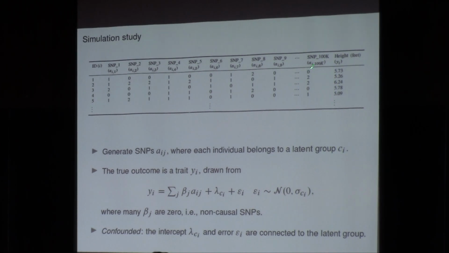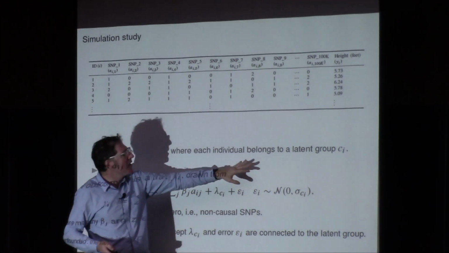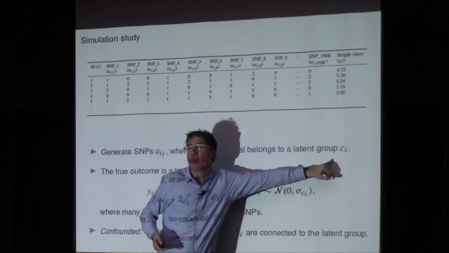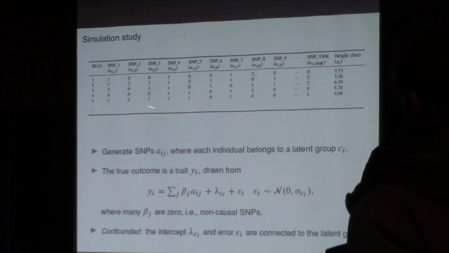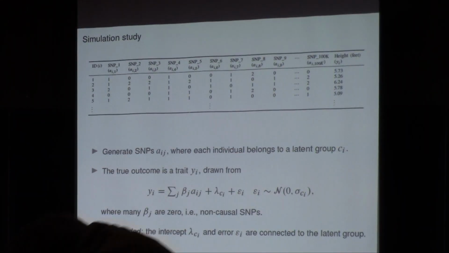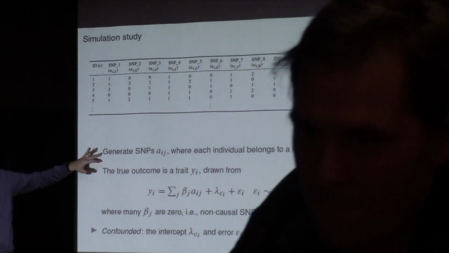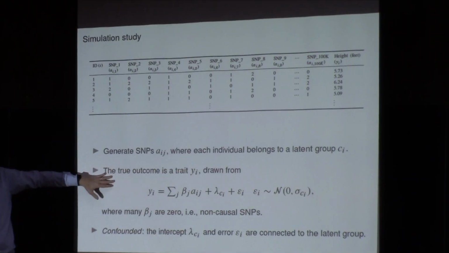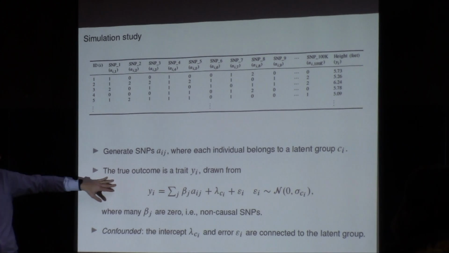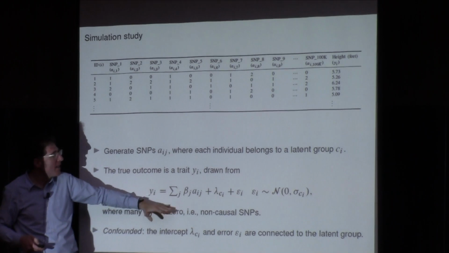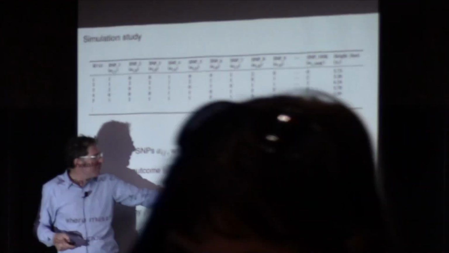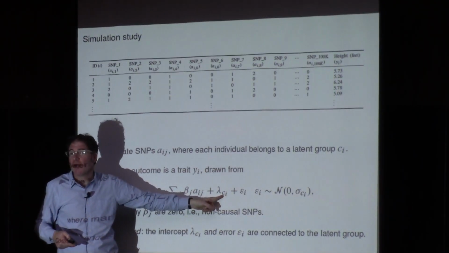And so the first thing we did was we made a bunch of people on the computer using a model of SNPs, where we additionally put each person in some latent group. Okay? The same way that we all have latent ancestry, we put each simulated person in some latent group Ci, that we are not going to get to observe in the analysis. Then we generated the height of these people, where the true outcome is a trait, yi, drawn from this linear model, where you can see that the latent group Ci is playing a role in the height.